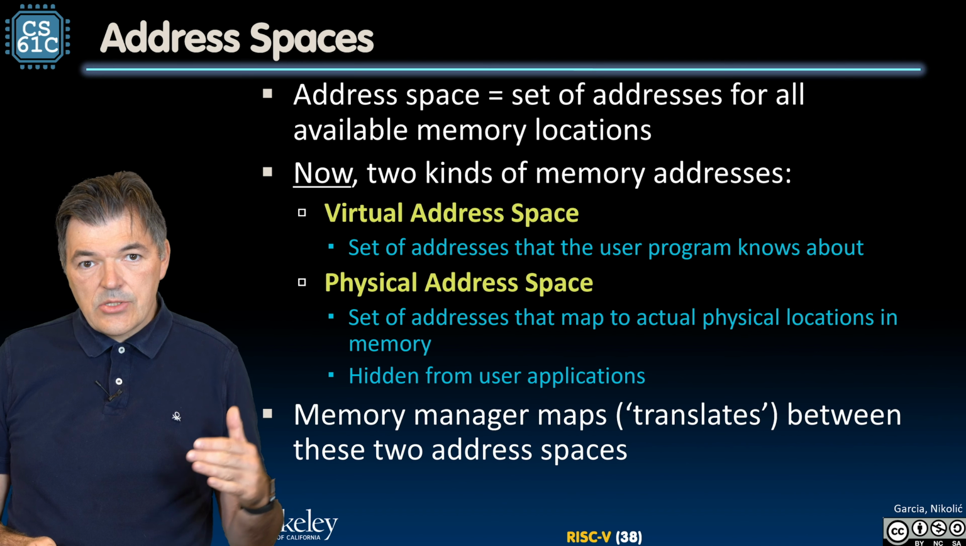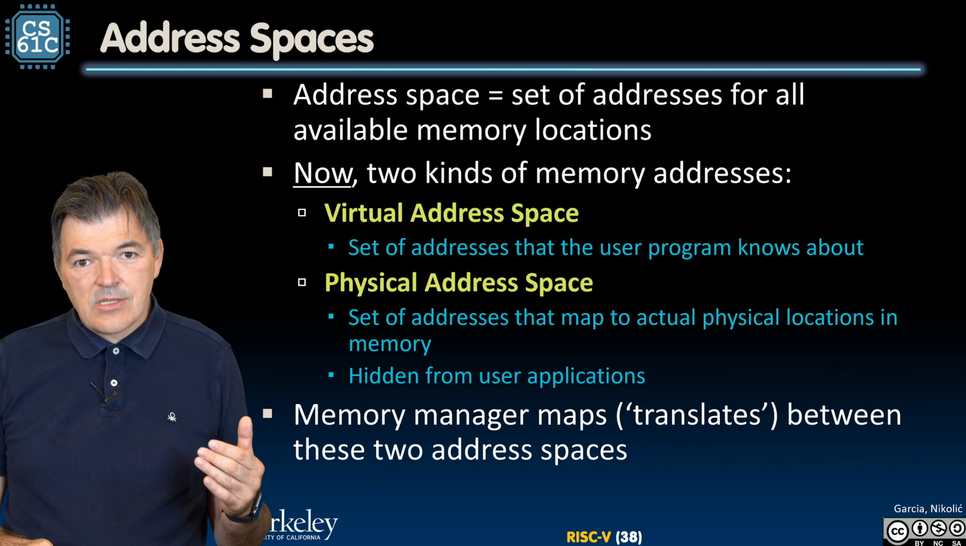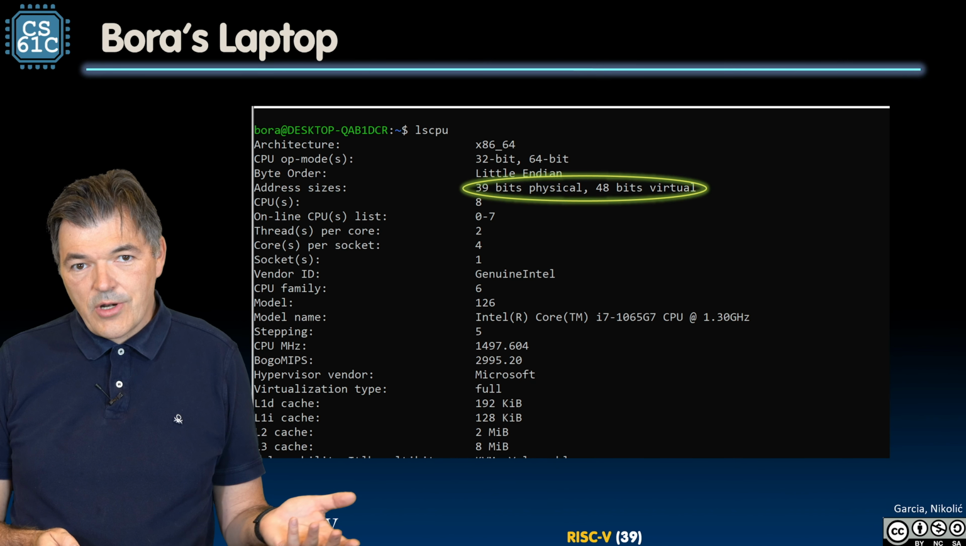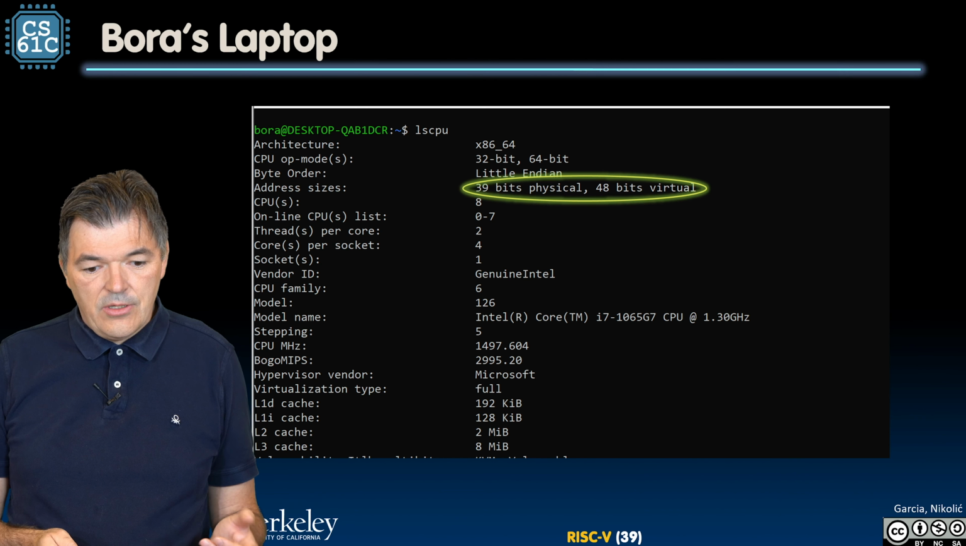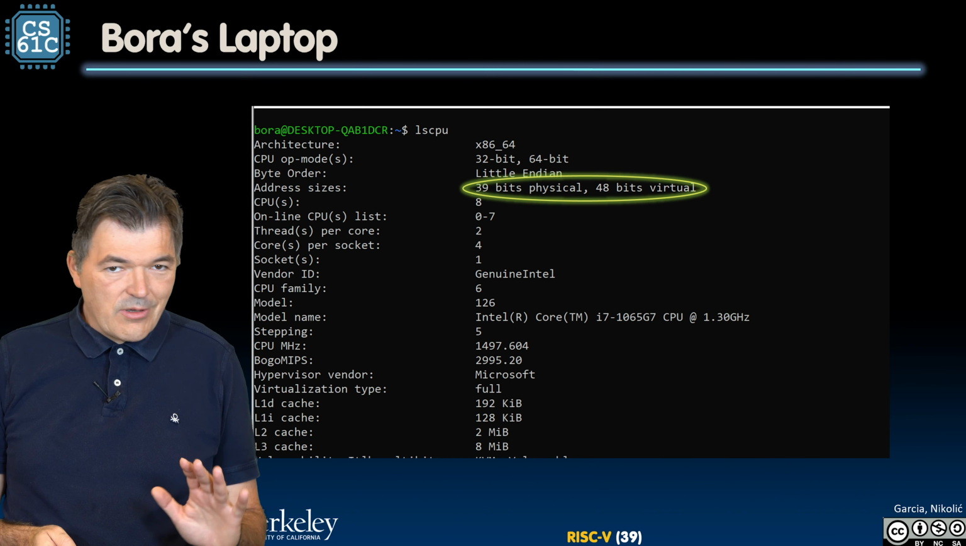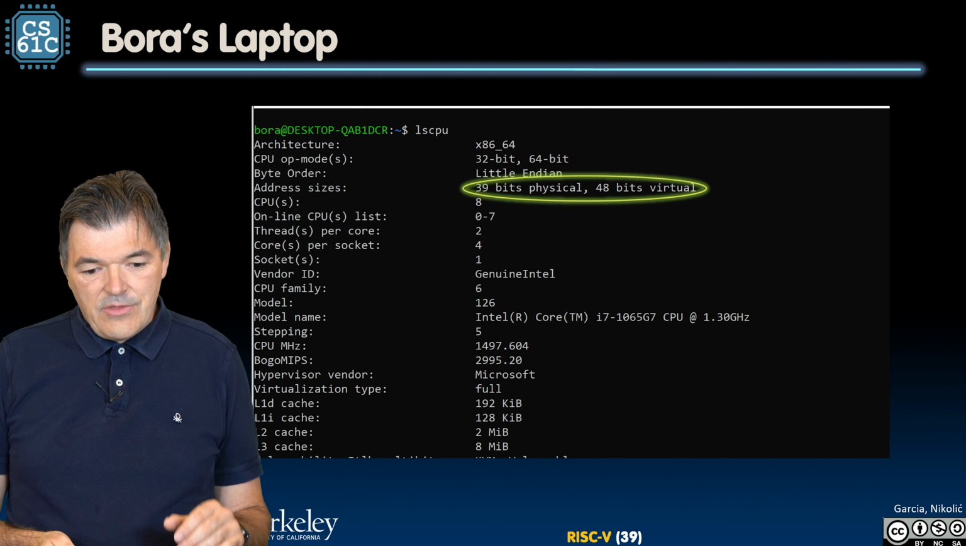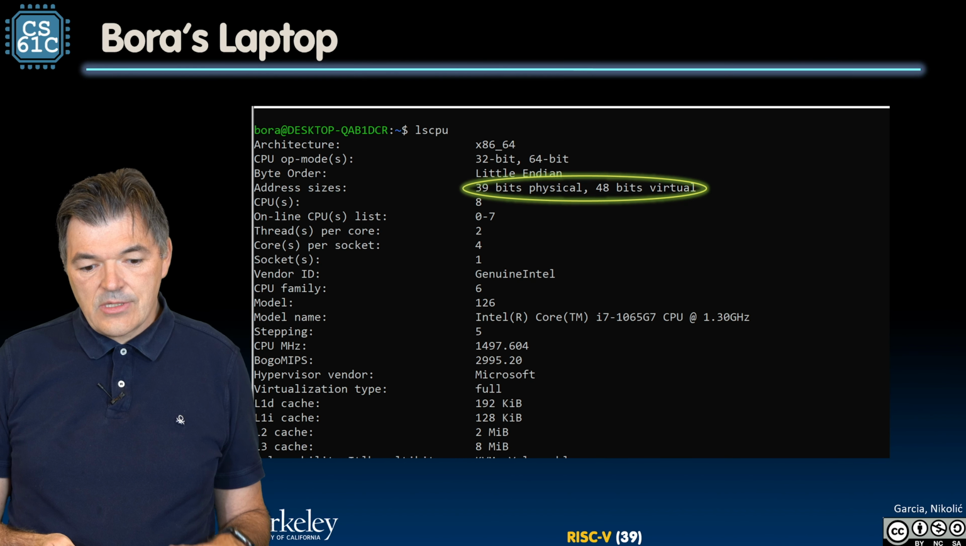When we talk about these two different address spaces, they don't have to be exactly the same. If you look at Bora's laptop that I'm running this on, you'll find out, maybe a bit of a surprise, but you'll see it's not really a surprise, that I have 39 bits of physical addresses and 48 bits of virtual addresses.